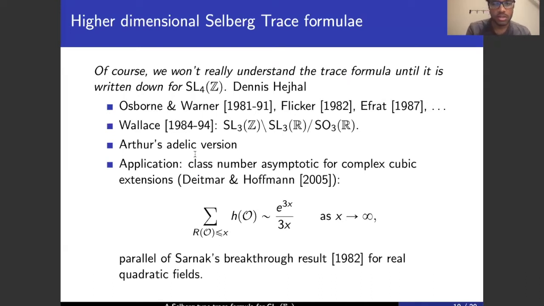And this is really paralleling a breakthrough result of Sarnak's, in which he proves a very similar result, e to the 2x over 2x, for real quadratic extensions. And the way he achieves this is by using the original Selberg trace formula. He identifies regulators with lengths of closed geodesics, prime geodesics on the modular curve, and uses the prime geodesic theorem, which is a consequence of the Selberg trace formula. And so this was quite a spectacular application of it. And Deitmar and Hoffman use a generalization of the Selberg trace formula to prove this for the complex cubic extensions.